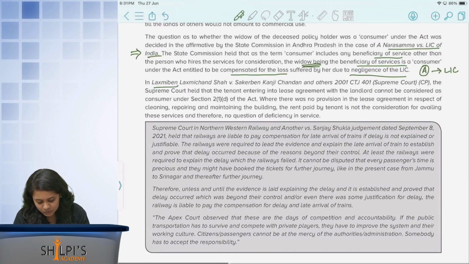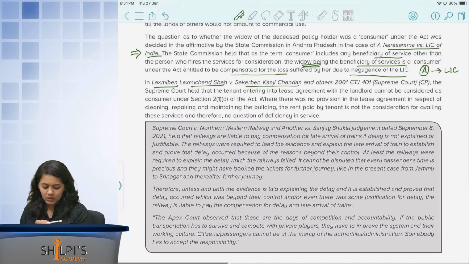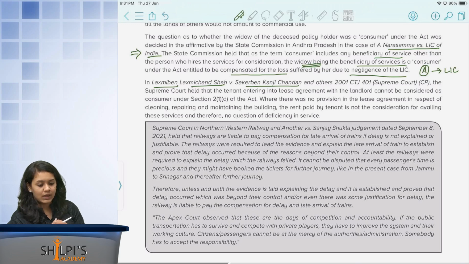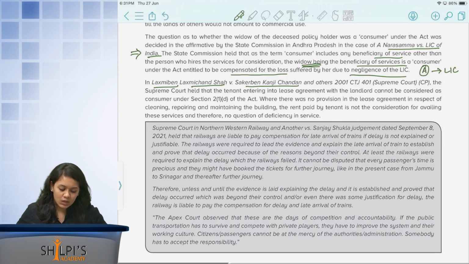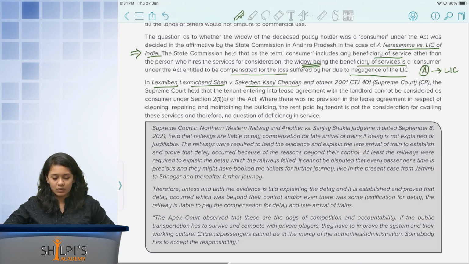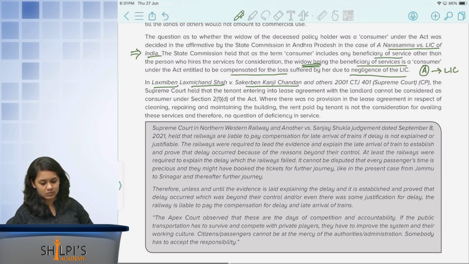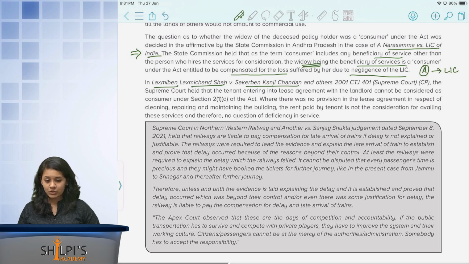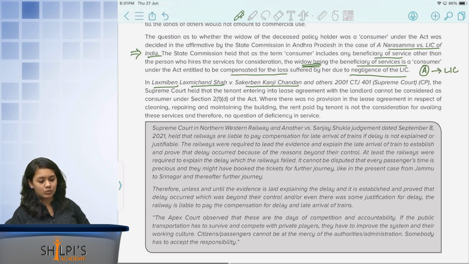In Lakshmi Chand Shah versus Saket Ben Kanji Chandan, they held, this was with regards to a lease agreement between a landlord and a tenant. Interesting over here, what happened was, the tenant went and filed this matter before the court, stating that, I am paying rent to the landlord, and therefore he has to maintain the building, he has to repair, he has to clean the building, he has to do everything with respect to the building. Therefore this tenant took him to the court because the said landlord did not do the same thing.